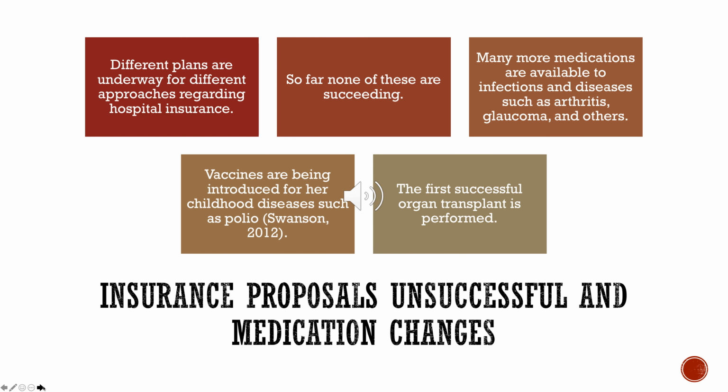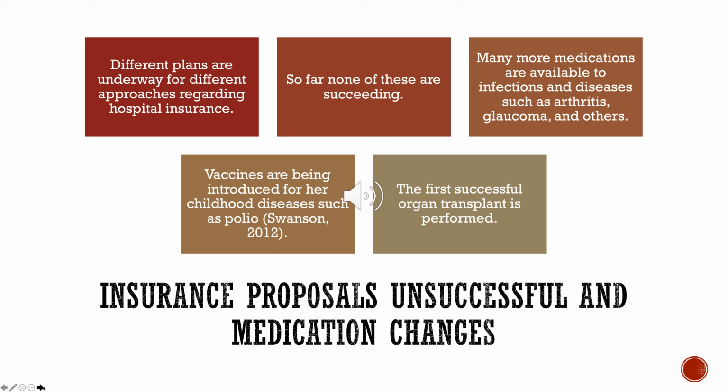Continuing on in the 1950s, there's more insurance proposals that are unsuccessful and medication changes. Different plans are underway for different approaches regarding hospital insurance. So far, none of them are succeeding. They're having a hard time in the 1950s coming to one decision on how to do hospital type insurance.